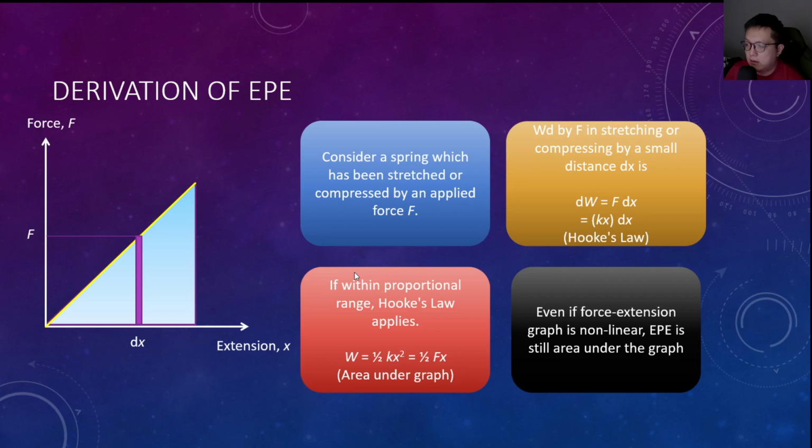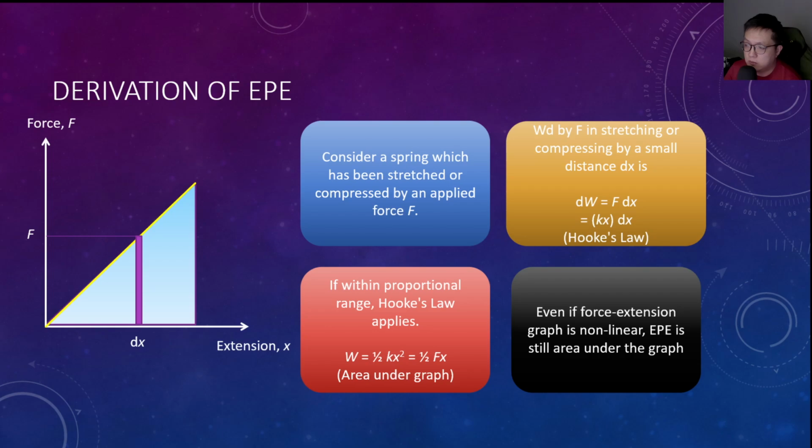Even if my force extension graph is non-linear, the elastic potential energy is still the area under the graph. I can draw this as a curved line, that's fine as well. The work done, the EPE stored, is equal to the area under the graph.